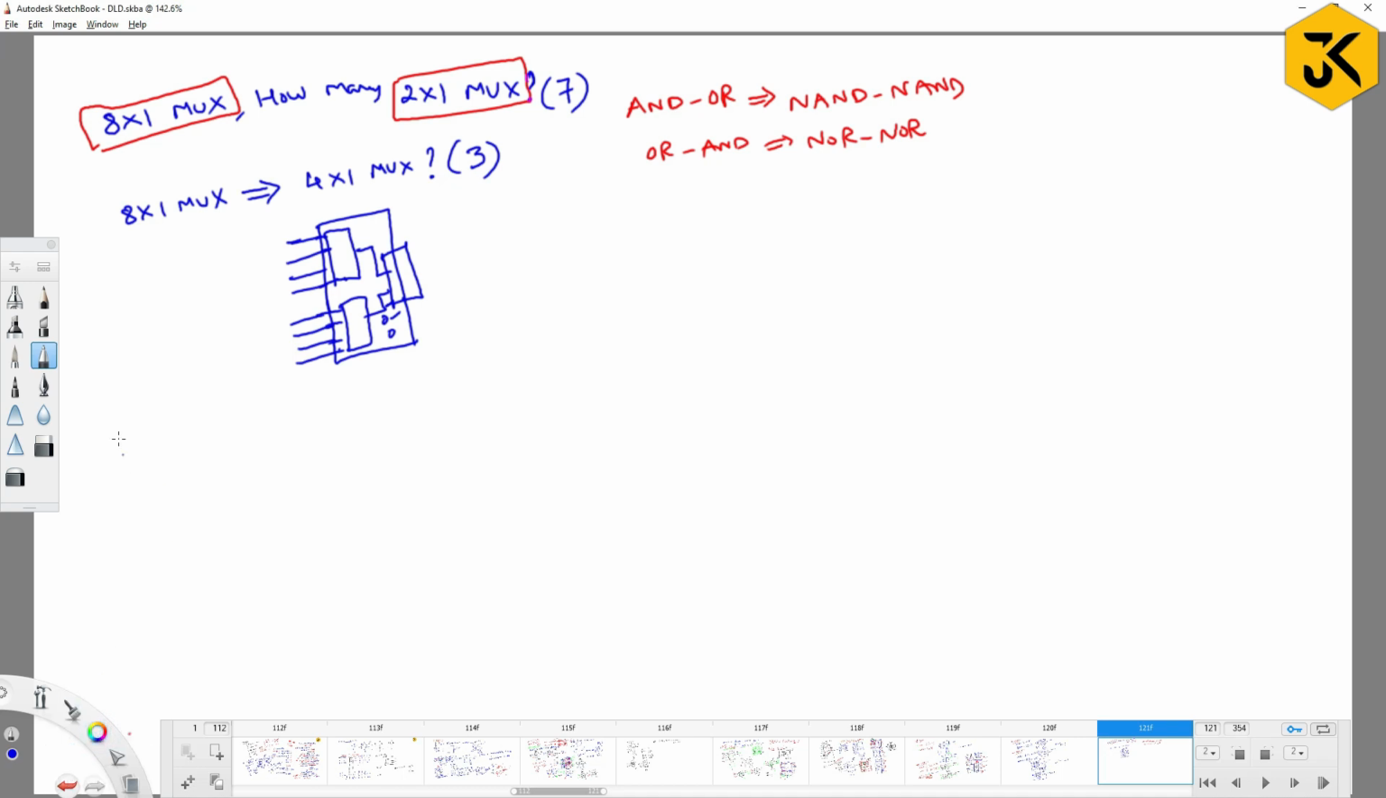But if the question is something like, for implementation of a 1024 by 1 MUX, how many 2 by 1 MUX are required? In the exam, are you going to draw the circuit like this? That's a kind of complex thing, right? So can we generalize it? That's the question. So for this, I will try to explain.